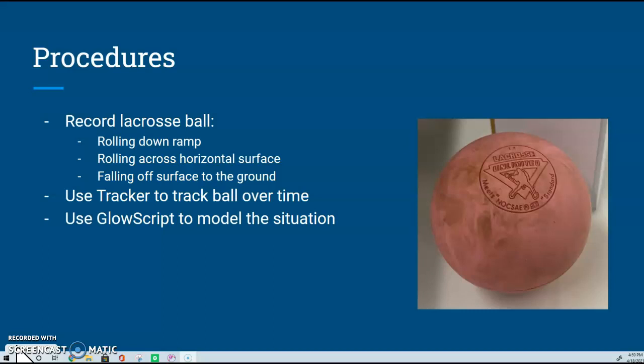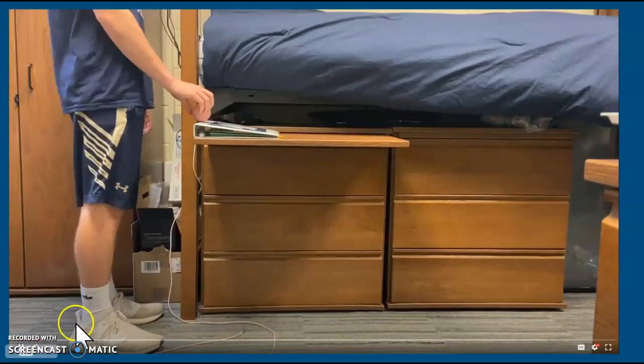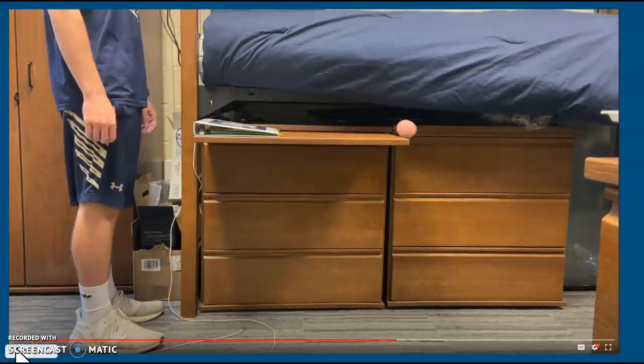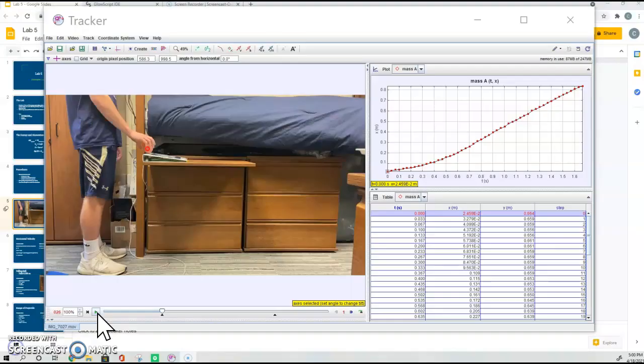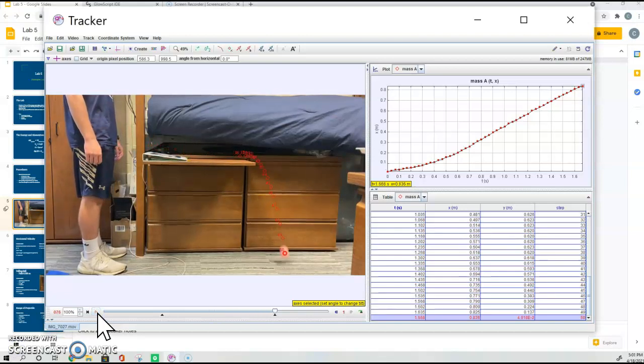I then used Tracker to track the position of the ball over the time the video was taken in order to make calculations. I then created a GlowScript model of the situation for the predicted data. Here's the original video of the ball's path. Using Tracker, I tracked the position of the ball over time as shown in this video.